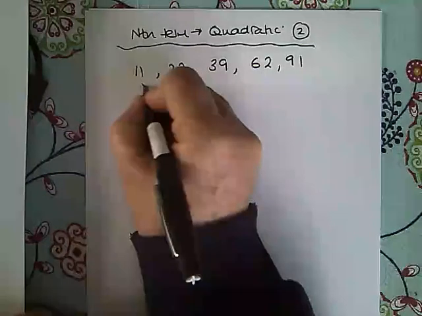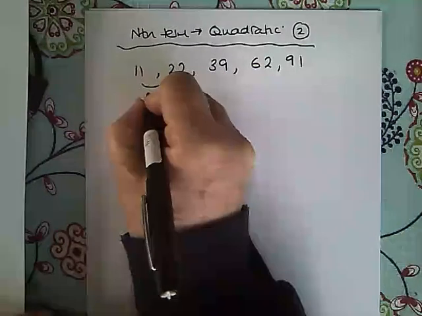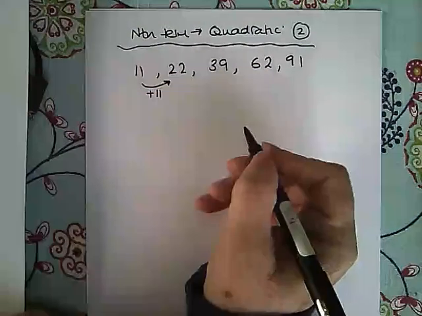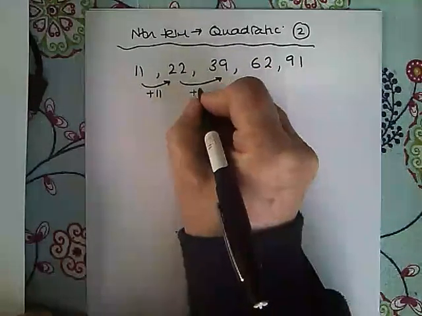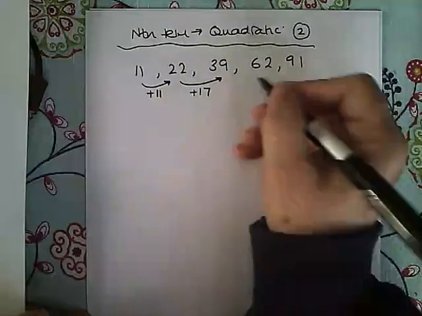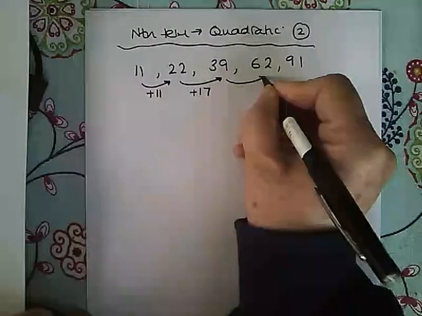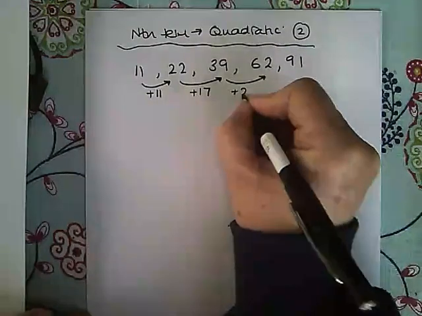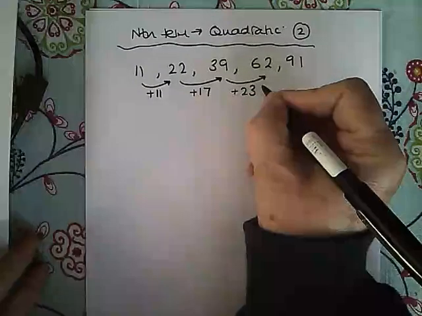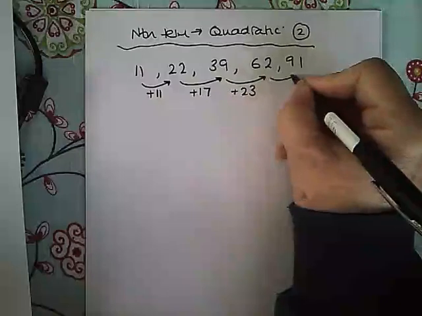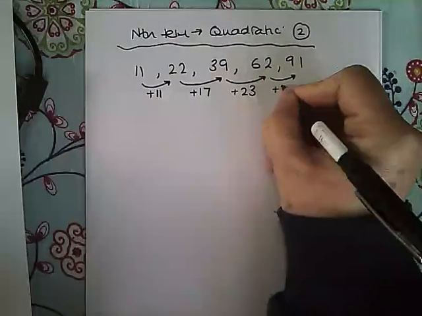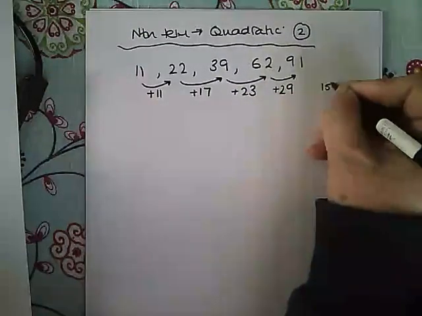each term. So how I get from 11 to 22, I add 11. To get from 22 to 39, I add 17. To get from 39 to 62, I add 23, and to get from 62 to 91, I add 29. And remember, that is my first difference.